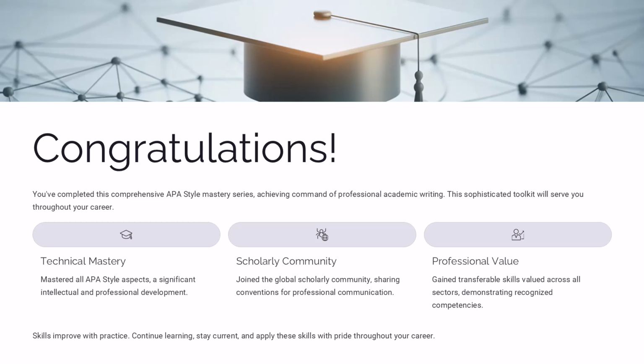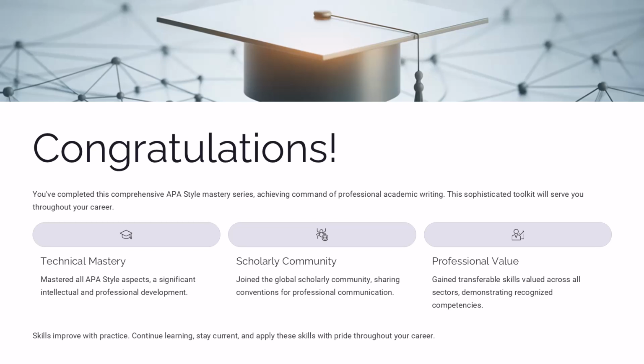Your achievement extends beyond technical competency to include understanding of the principles that make APA style an effective system for scholarly communication. You understand how consistency enhances readability, how proper attribution ensures integrity, how inclusive language demonstrates respect, and how professional presentation commands credibility. You're now equipped to produce academic work that meets the highest professional standards in any context.